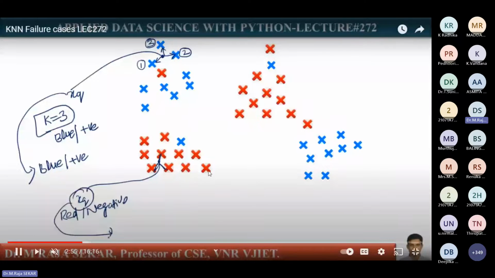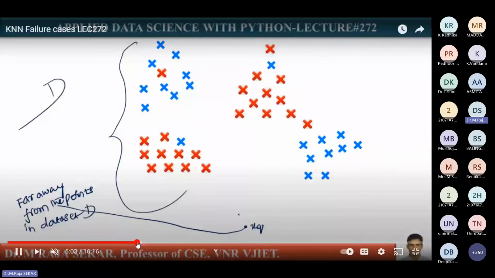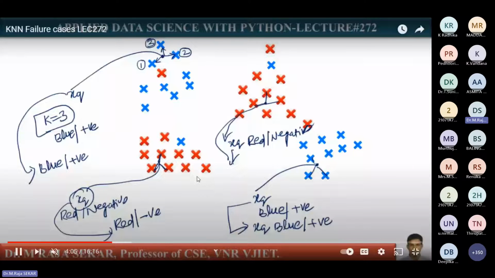If I take XQ here, what happens here? Your YQ will be red. Red means you will get a negative point. It's okay, isn't it? These are different cases, where you are considering XQ at different places. Earlier it's fine. Here let me say case 1 is okay. Here case 2 is okay. Here case 3 is okay. Here also it's okay. But what happens?